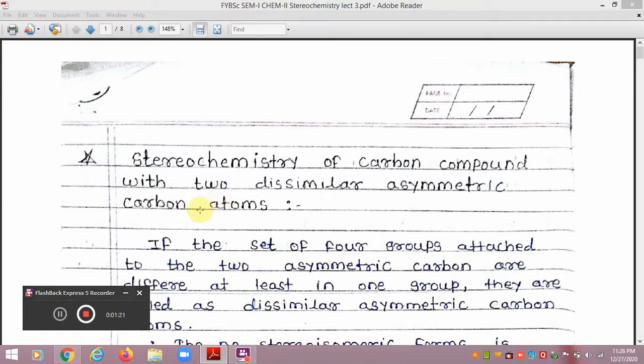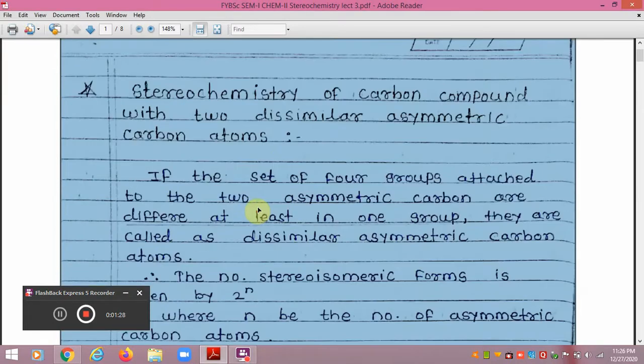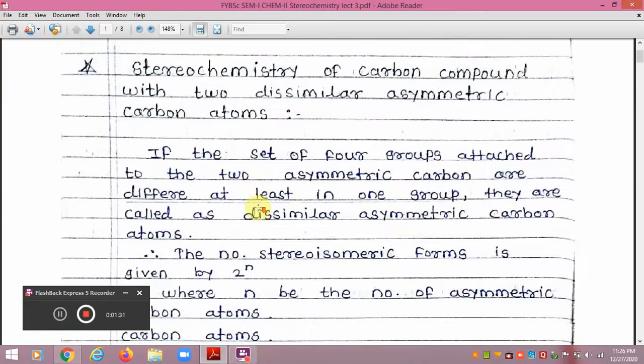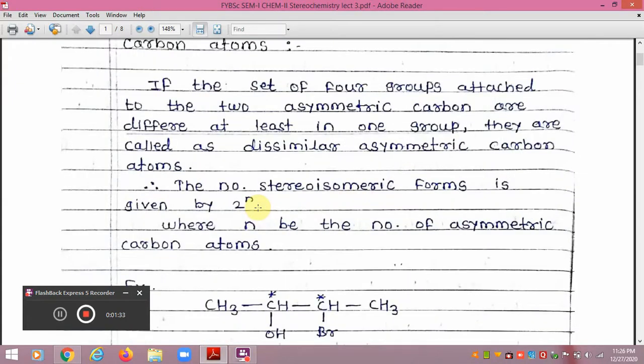Here in this discussion, we will talk about compounds containing more than one, meaning two, asymmetric carbon atoms. If the set of four groups attached to the asymmetric carbon atom differ in at least one group, then they are called dissimilar asymmetric carbon atoms. The number of stereoisomeric forms in this case is given by the formula 2 raised to n that we discussed in the previous part.